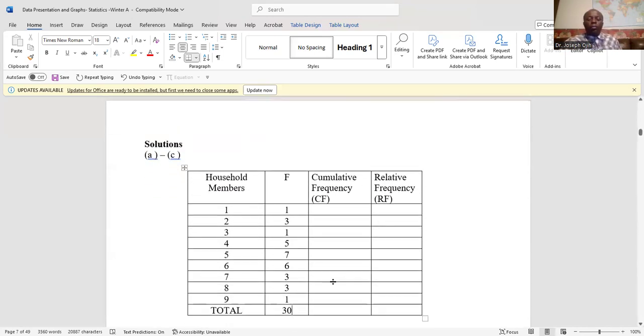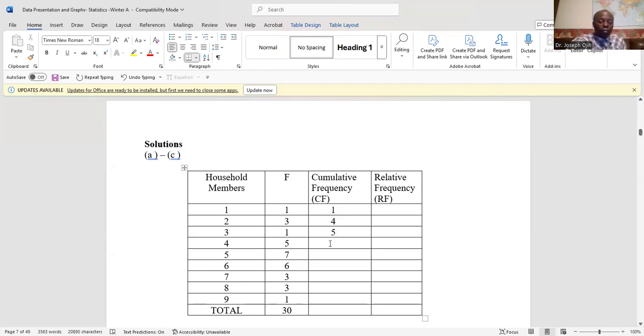Now let's get the cumulative frequency. To get it, the first cumulative frequency is the same as the first frequency, which is 1. The second cumulative frequency, you add the first frequency to the next frequency, which is 1 plus 3, giving us 4. So you keep adding the current cumulative frequency to the next frequency. To get this one, you do 4 plus 1, gives you 5.